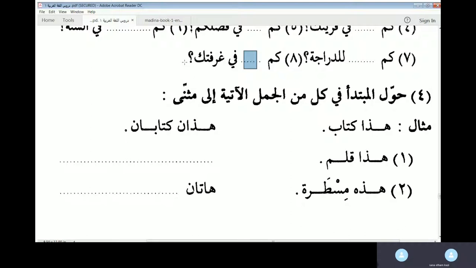Ghurfatika is your room. In this room, kam nafizatan fi ghurfatika? Okay, how many windows in your room?